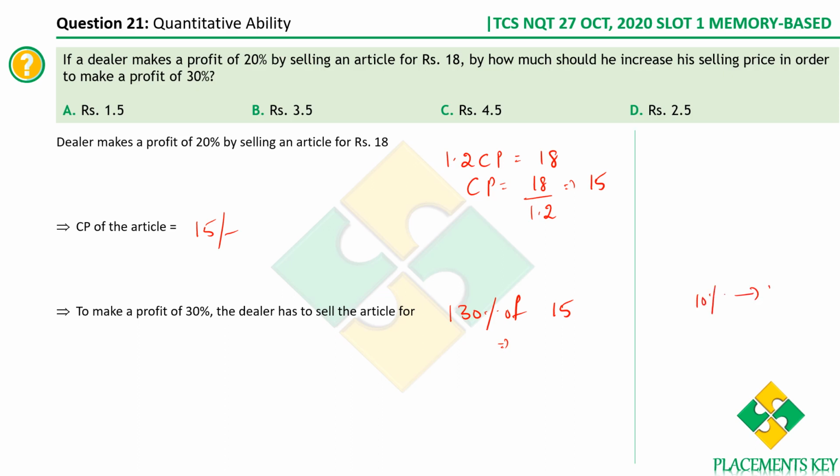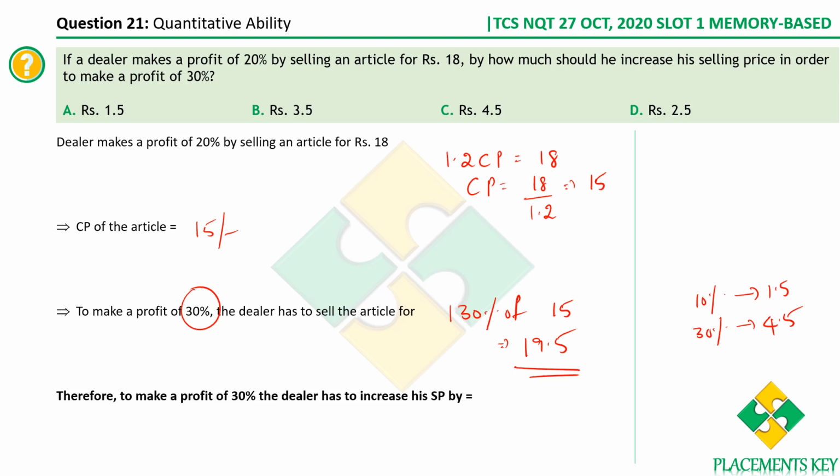10% more than 15 is 1.5. So 30% more than 15 will be 4.5 more than 15. So it is 19.5. Therefore, the dealer has to sell the article for 19.5 rupees if he were to make a profit of 30%. Okay. Now, what are we supposed to find? We are supposed to find the increase in selling price.